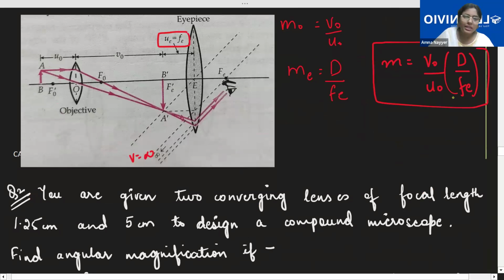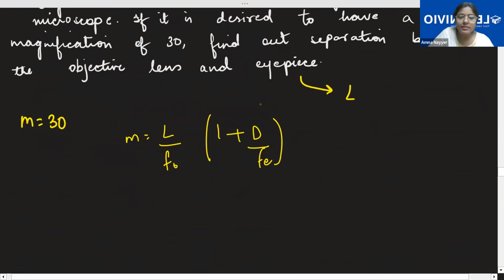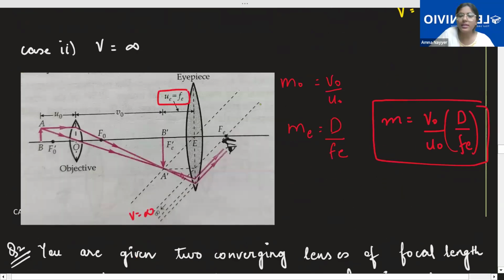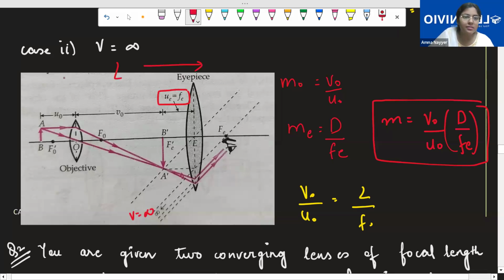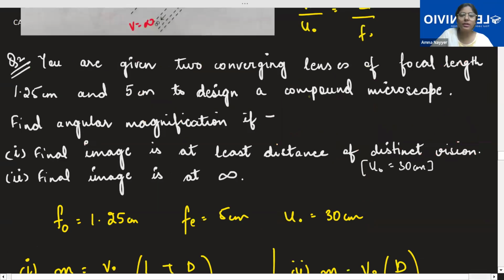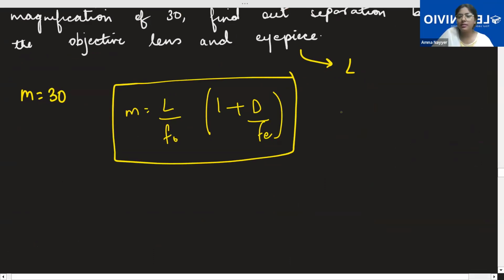See, here the length of the microscope is to be calculated. For the length of the microscope, this term, V naught by U naught, is replaced by L by F naught. Length of the microscope means the separation between the eyepiece and the objective lens, class. This is known as the length. Length of the microscope means the tube. So V naught by U naught is L by F naught. So the formula of magnification will be this.